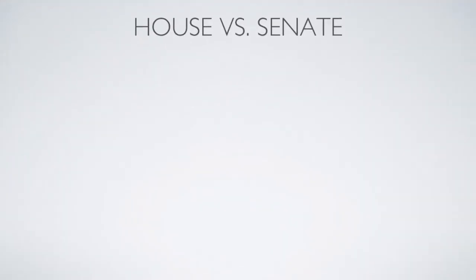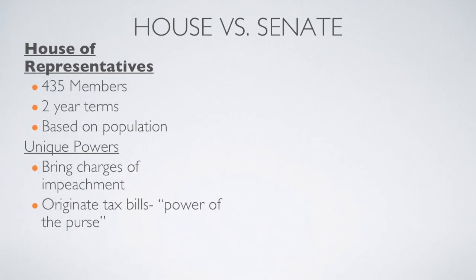Then we have the House versus the Senate. So what's the difference between the two? The House of Representatives, known as congressmen, there are 435 members. They serve 2-year terms. So every 2 years, they are up for vote, whether it's a presidential election or a gubernatorial election for governor, they are also running for re-election. It's based on population, so California is going to have quite a few more representatives than a state like Wyoming will.